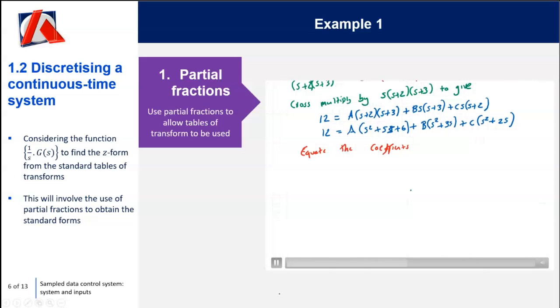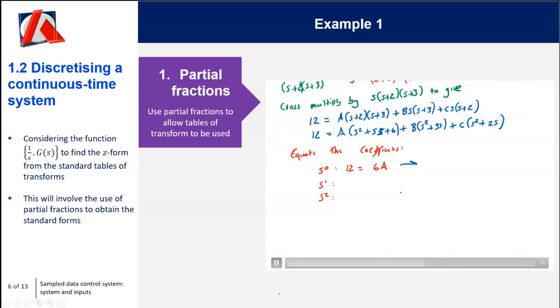So what I'm going to do now is equate the coefficients. Looking at the terms where s is 0, so we've got no s term, s^1 and s^2. If we look up here, there's no s term, so 12. 6 has got no s, so 12 is equal to 6A. Therefore, A must equal 2.